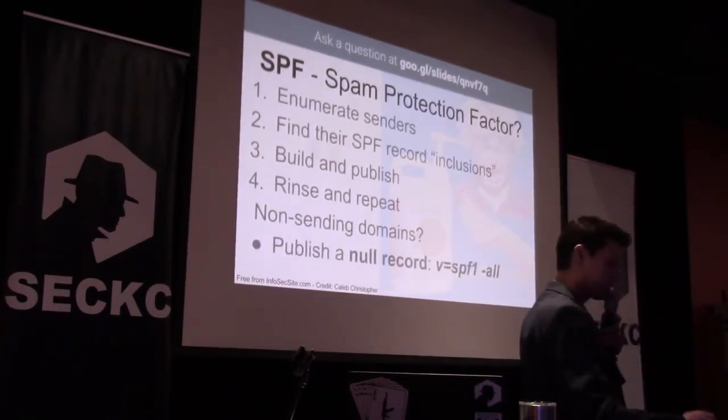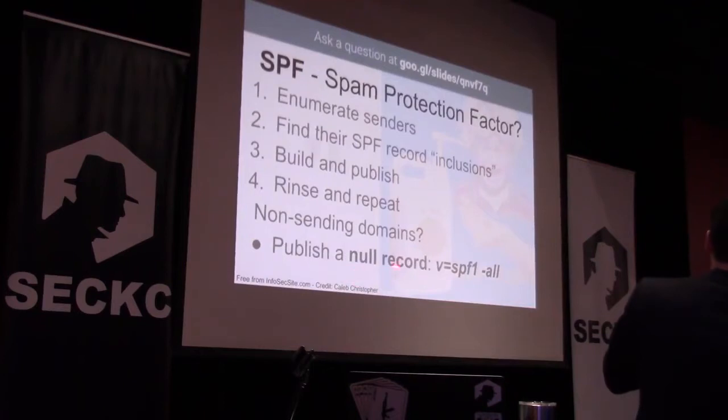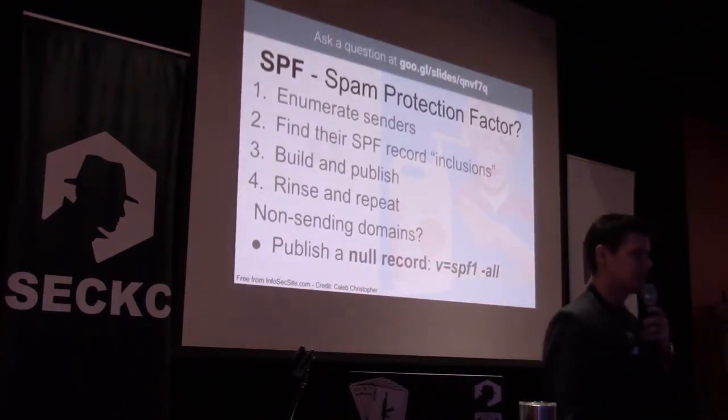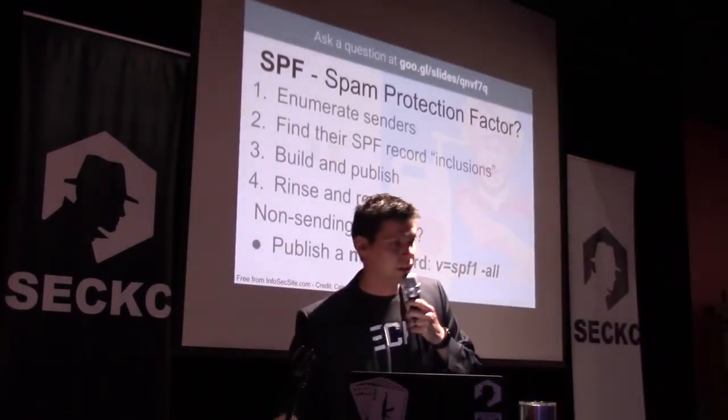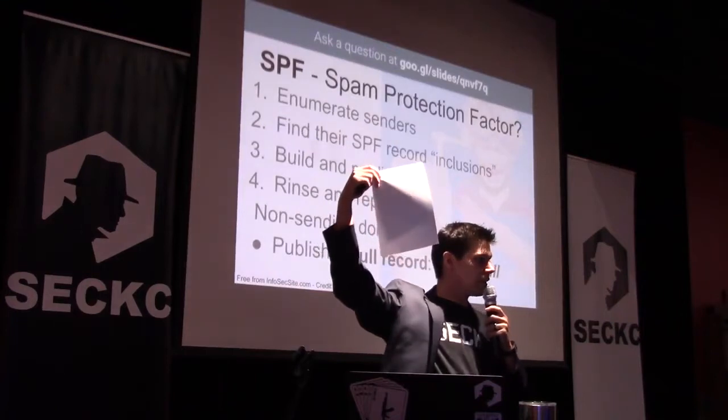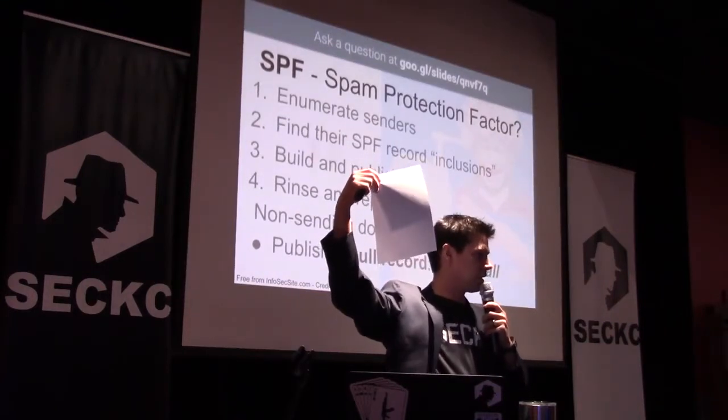So what you do with those is you publish a null record, which is v=spf1 -all. The minus says fail the test for all sources. So what you are saying is, anyone who's not on this list is not authorized to send on my behalf.